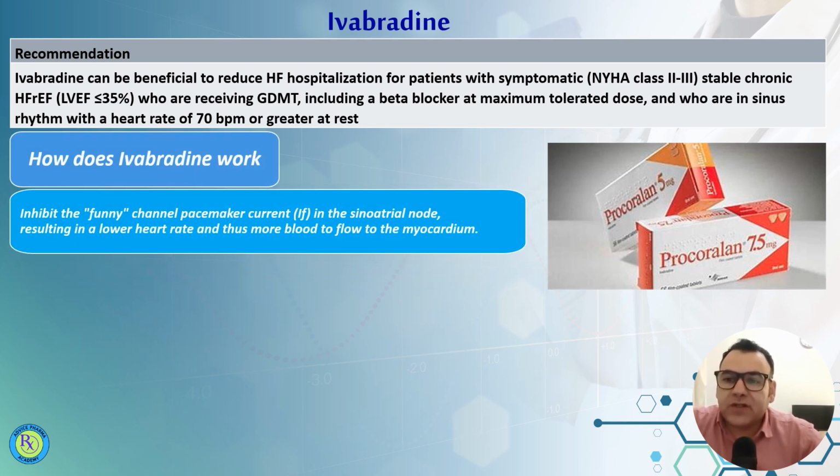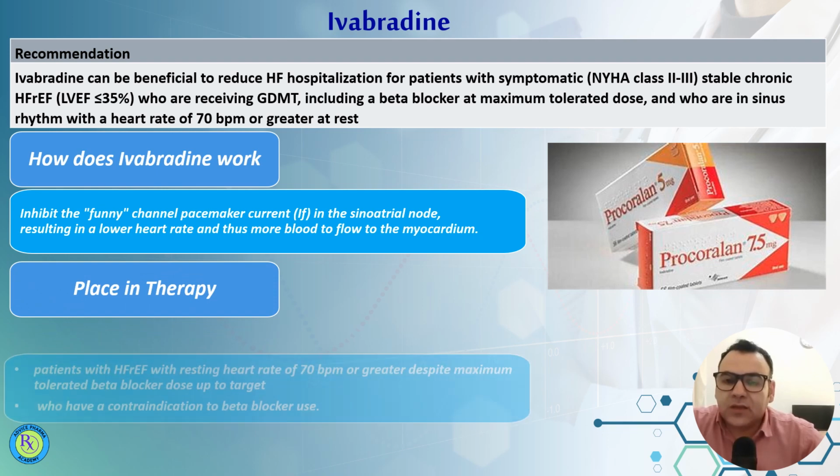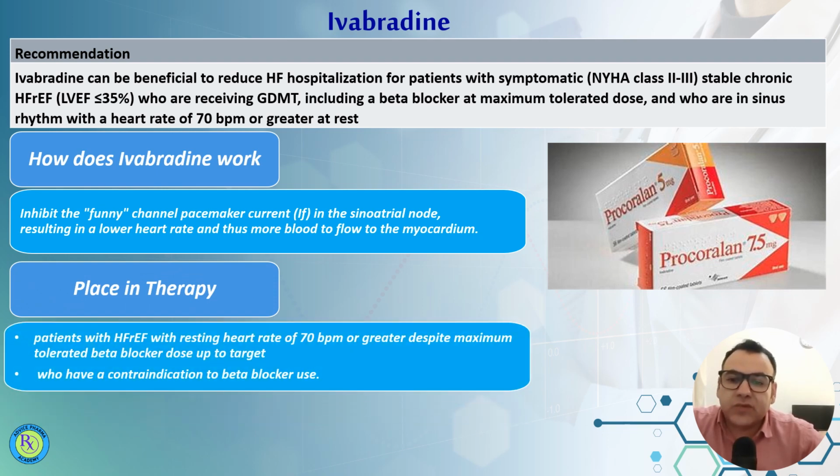It inhibits the funny channel in the pacemaker of the SA node, so it will reduce the heart rate and more blood flow to the myocardium will occur. What is the place in therapy? As we mentioned before, the patient needs to have heart failure with reduced ejection fraction and a resting heart rate of 70 bpm or greater despite the maximum tolerated beta blocker dose. Also, if the patient is contraindicated to use a beta blocker, it is optional to change to ivabradine.